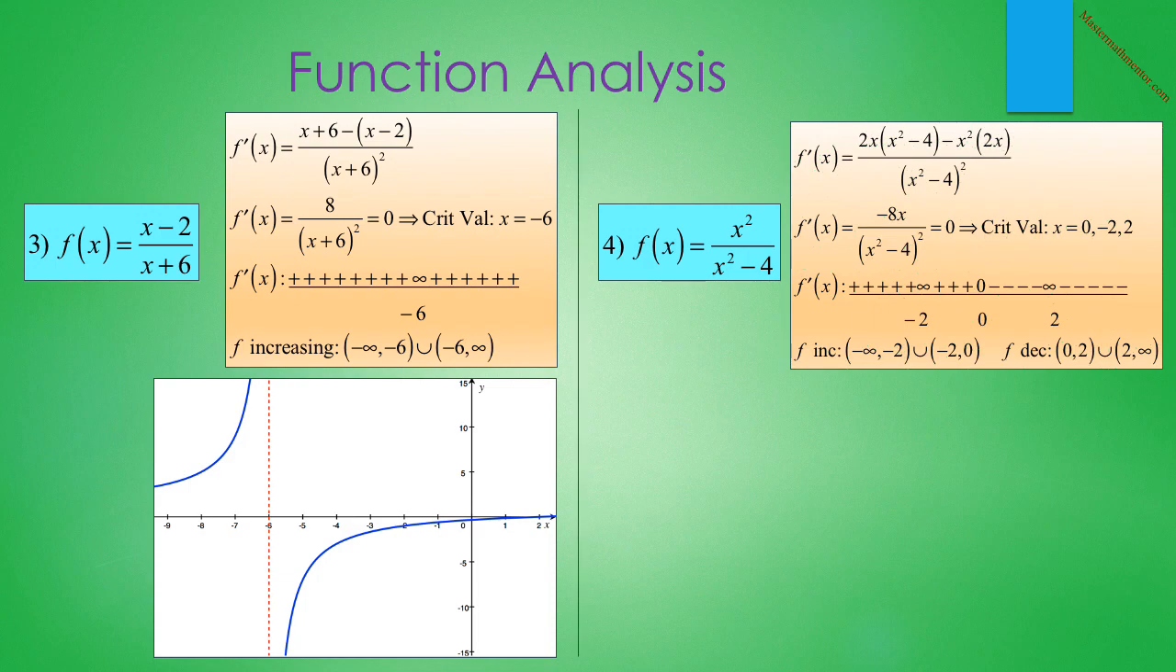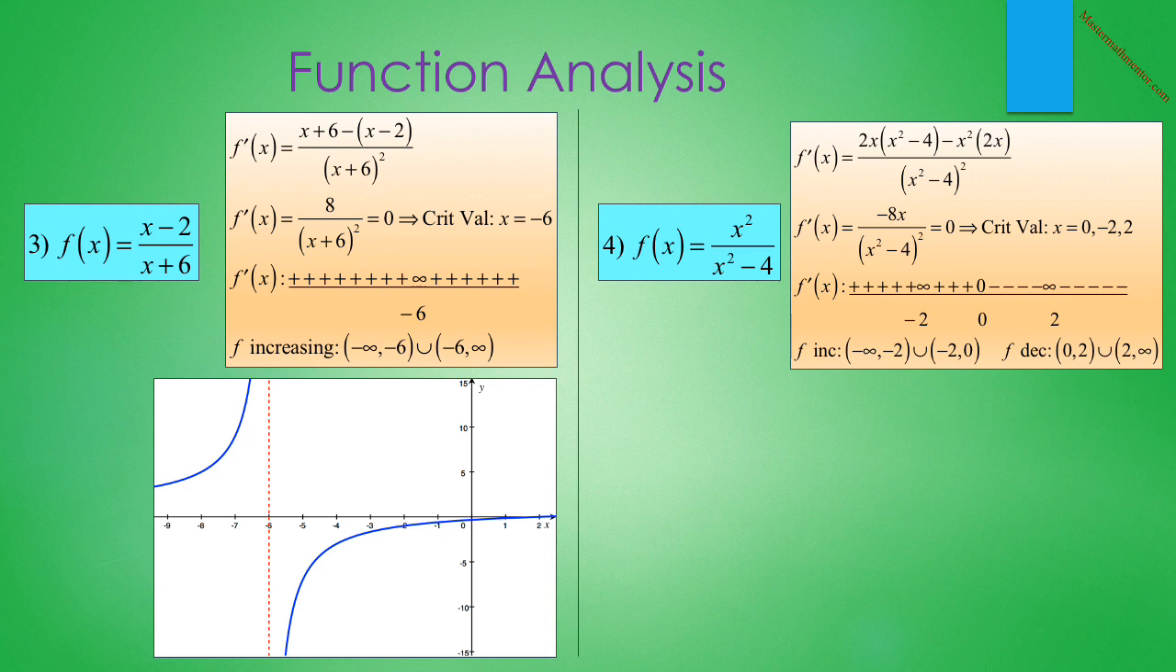Number 4 reads f of x equals x squared over (x squared minus 4). And again, from our pre-calculus knowledge, we know that this has vertical asymptotes at x equals plus or minus 2. We take the derivative, squaring the bottom, and upstairs we get (x squared minus 4) times 2x minus x squared times 2x. And that leaves us with negative 8x over (x squared minus 4) quantity squared equals 0. Our critical values are where the numerator equals 0, x equals 0, and where the denominator equals 0, x equals negative 2 and 2.